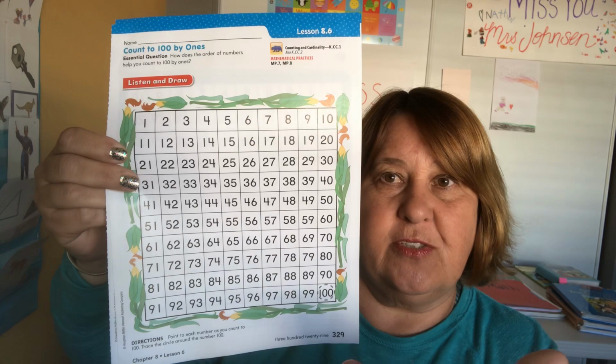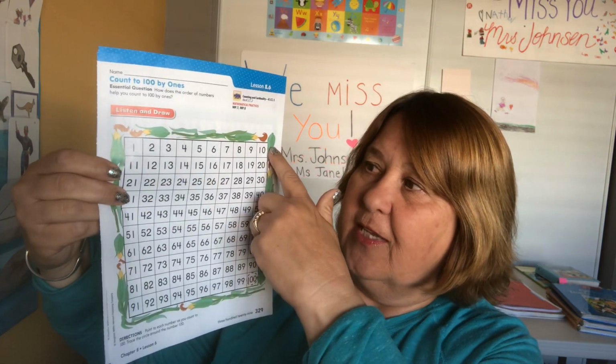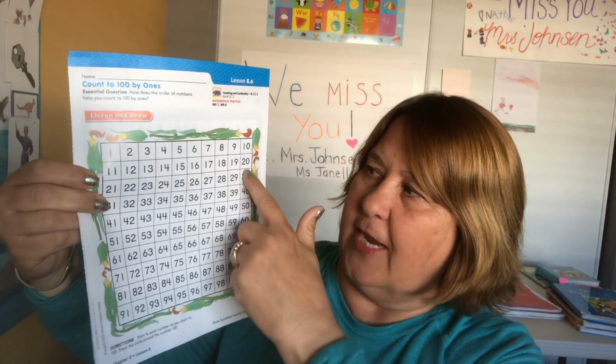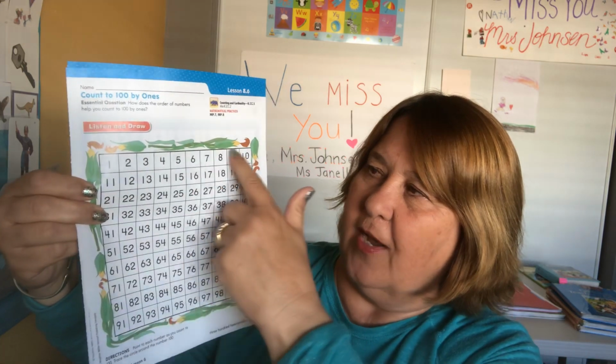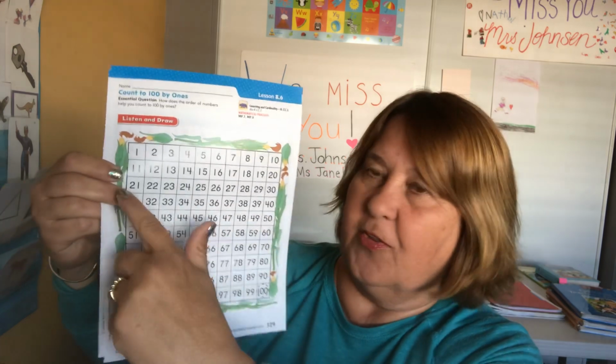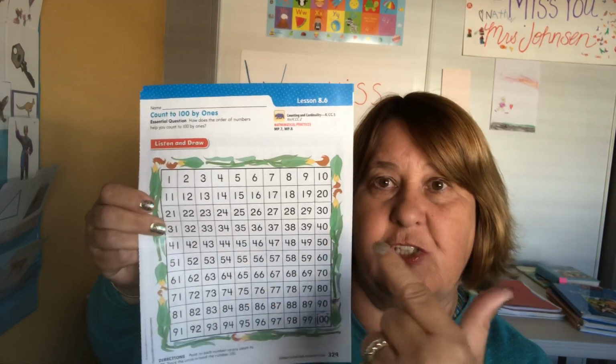Just like yesterday, you're going to do the same thing, just like you're reading a book. You're going to go across and then down to the front, right? You're not going to go across and down and across. You go across, all the way to the front, across, all the way to the front. And they want you to point to each number.